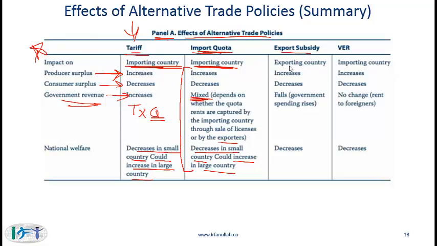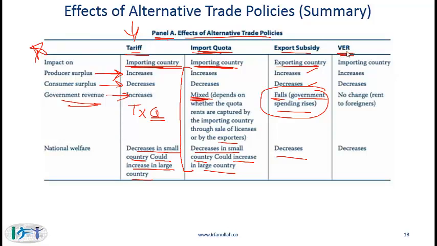Export subsidy impacts the exporting country. The producer surplus increases, consumer surplus decreases, government revenue falls because a subsidy by definition is a negative tax. So the government spending rises and national welfare decreases.